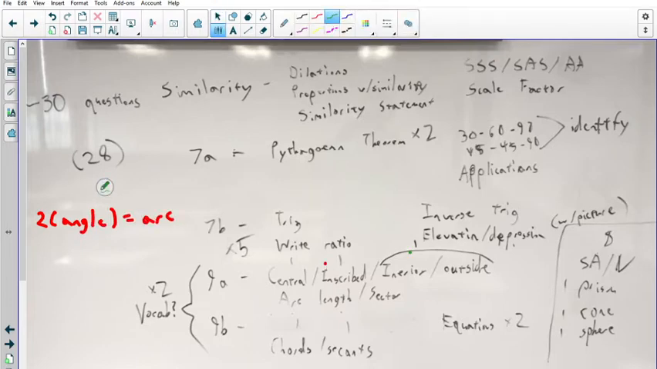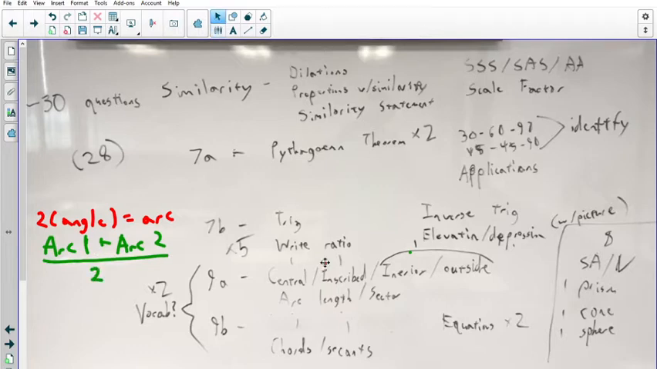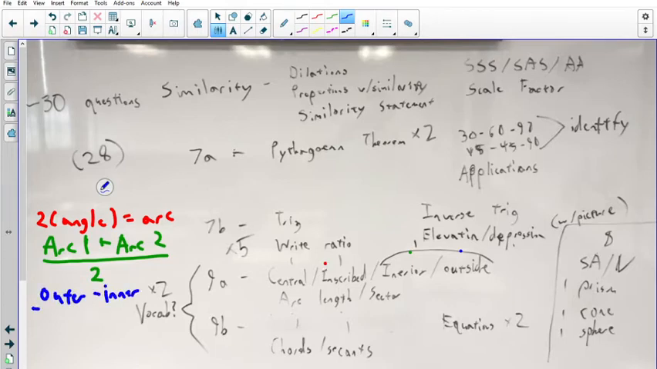If you had interior angles, that was when we added the arcs and divided by 2. And for angles outside the circle, you would do outer minus inner over 2.